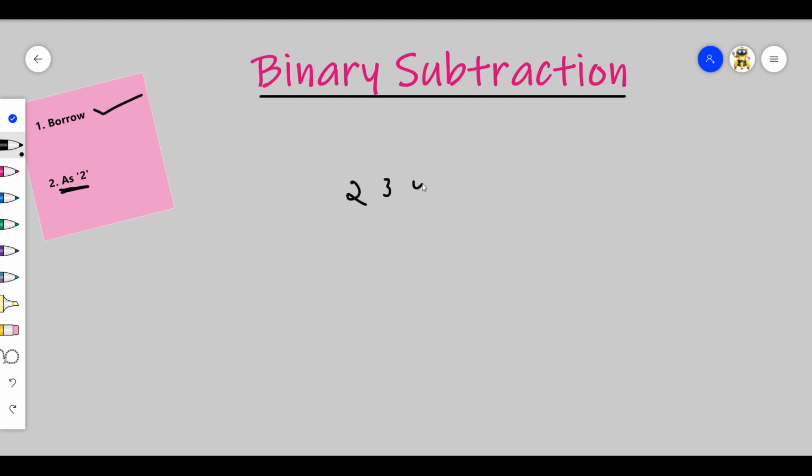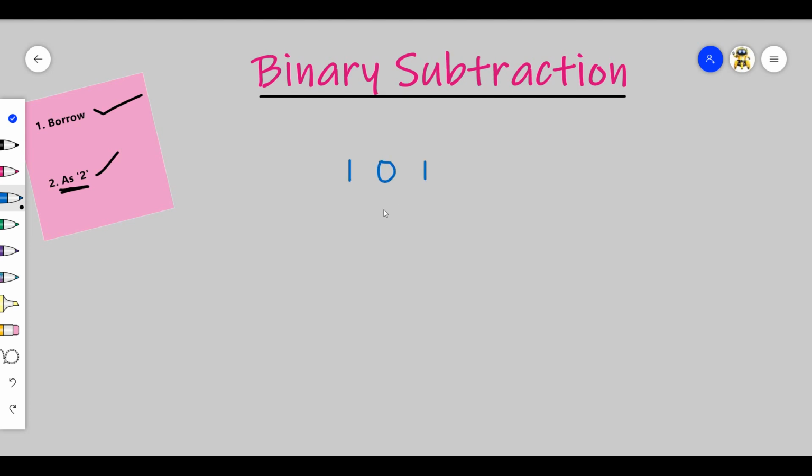Suppose you consider a decimal number. When you're subtracting and you need to take a borrow, what will you take in multiples of 10? Yes or no? Because it is a decimal number, we'll be taking multiples of 10. But in binary, you'll take in multiples of 2. So what do I mean by that? Let me take an example.